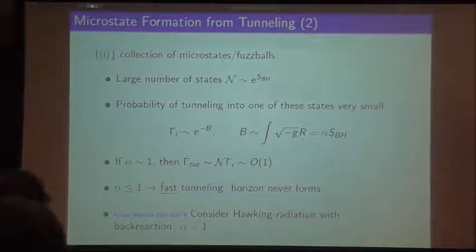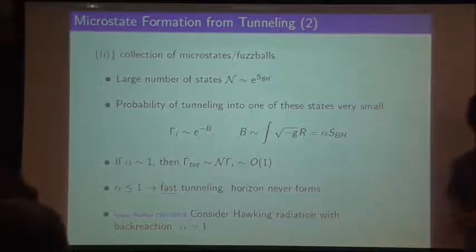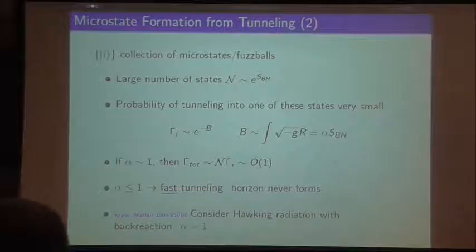So what I want you to take away from this is that if there's a really large number of these microstates, then as soon as we get to horizon scale, which is when this phase space is accessible, if we have a sufficient cancellation of exponents, because that's basically what's happening, and this exponent is being canceled by this exponent, then we can have fast tunneling, and we don't expect a horizon ever to form, right? Because all of the wave function has basically been tunneled into the microstate collection.